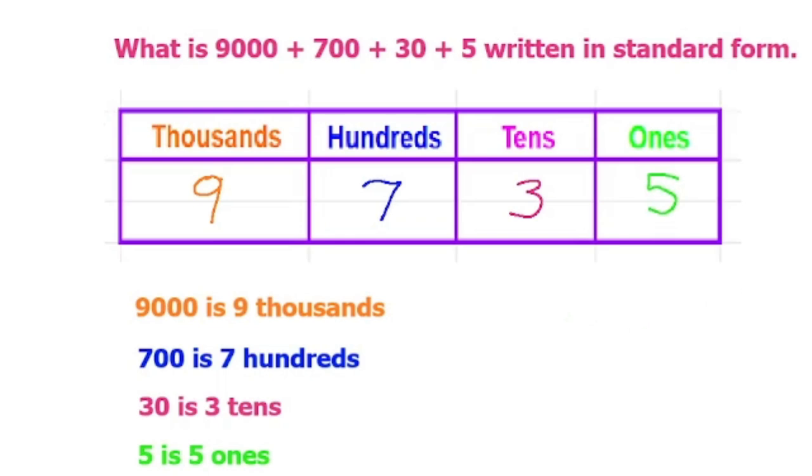And so you could just rewrite the number 9,735. So that's this expanded number written in standard form right here. So this is the standard form.